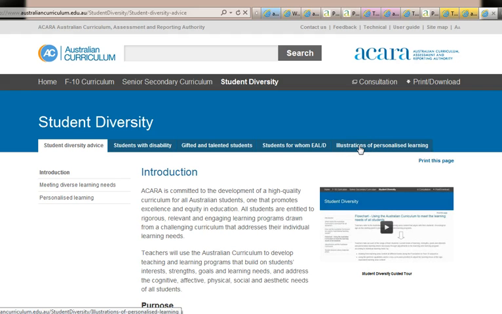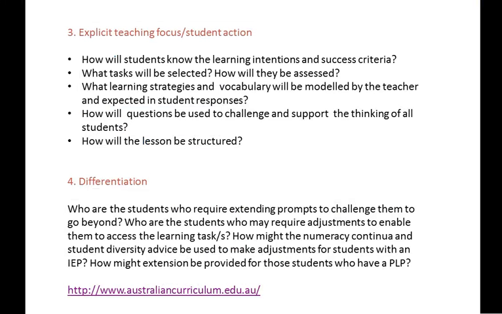On this tab, we're able to click and see some video illustrations of personalised learning where teachers have used the year level appropriate Australian curriculum and then made adjustments to allow particular students to access the curriculum using various differentiation strategies. In order to access more information around differentiation, you may wish to look at the Good Teaching Differentiated Classroom Practice booklet from the Department of Education.